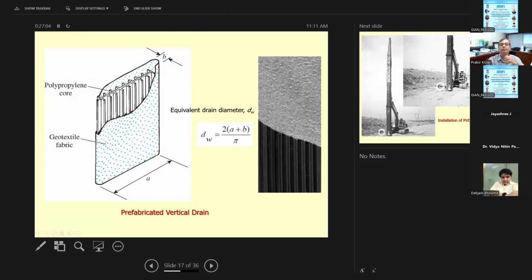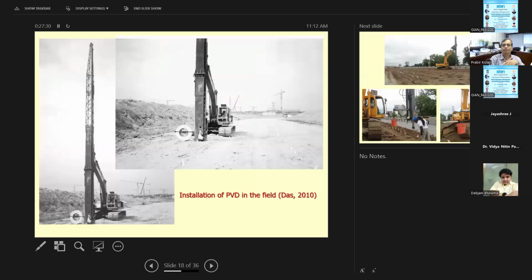Equivalent diameter. Because this is flat, if you know the width is A and the thickness is B, you can find out the equivalent drain diameter: 2 times A plus B divided by pi. There are several equations. This is the easiest equation you can calculate. How much is the equivalent diameter? Basically it is flat, but we are converting it to the equivalent area.